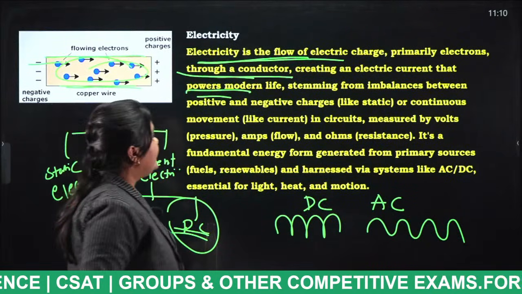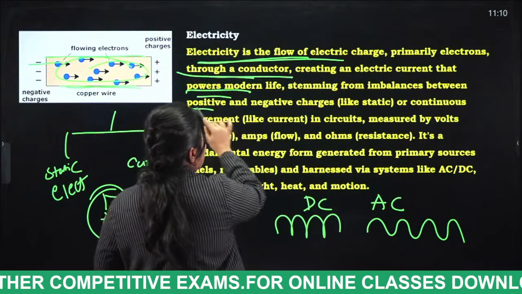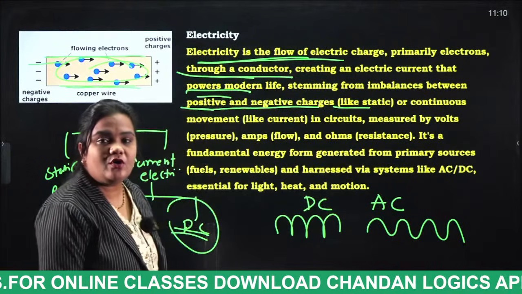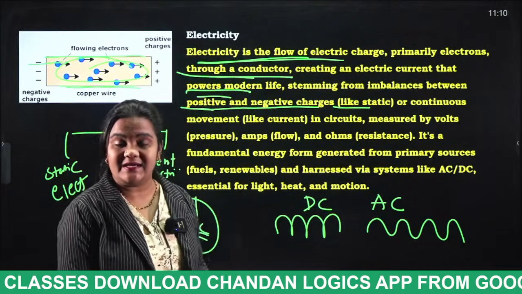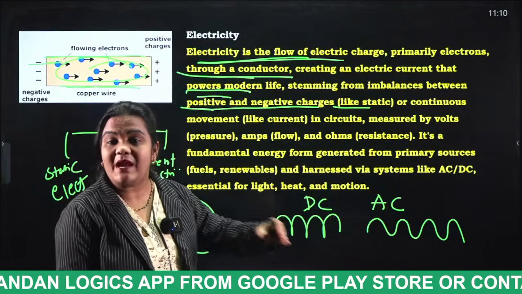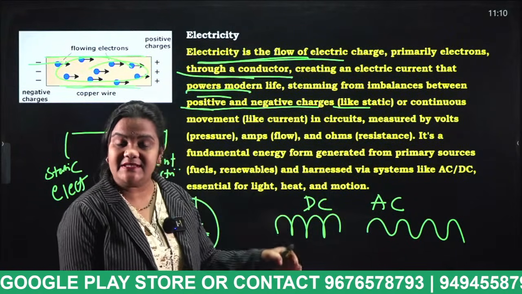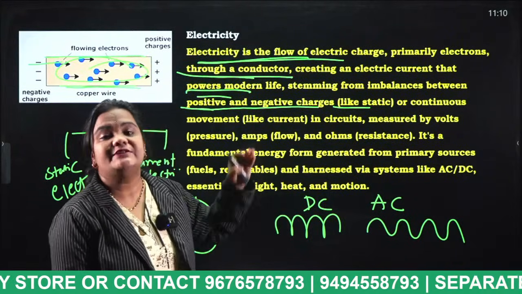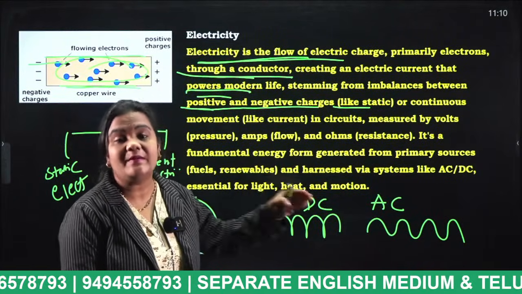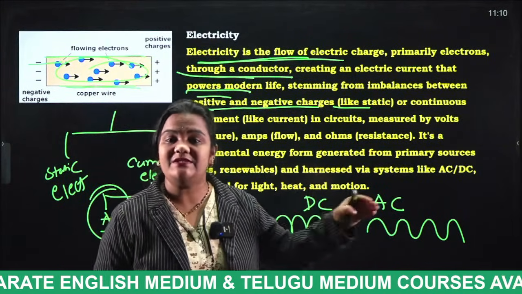Next, imbalances between positive and negative charge, like static. Just now I have told you, what do you mean by static electricity? When two dissimilar objects undergo friction, electricity is generated. That electricity is considered static electricity. Who discussed static electricity? William Gilbert. And not only that, students, you know who is Benjamin Franklin.